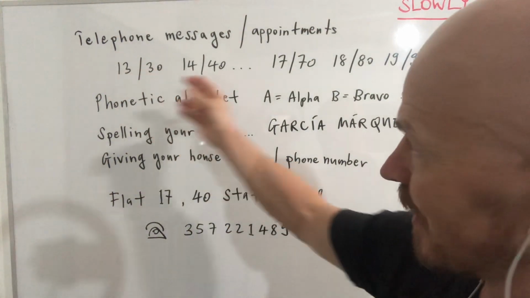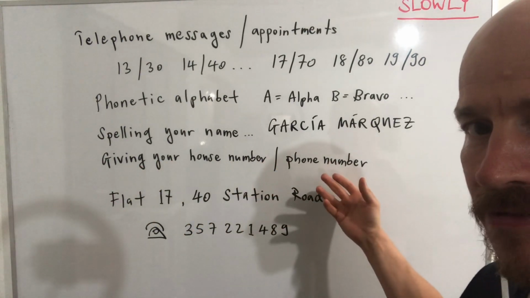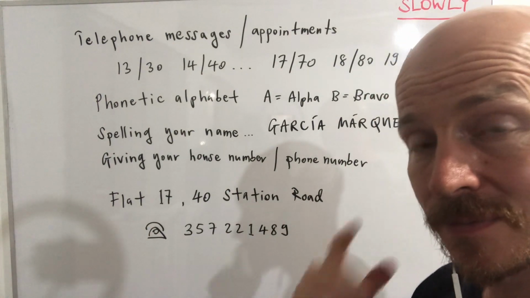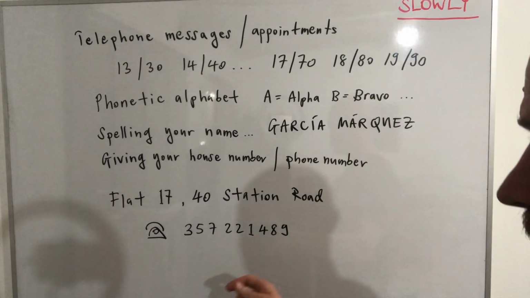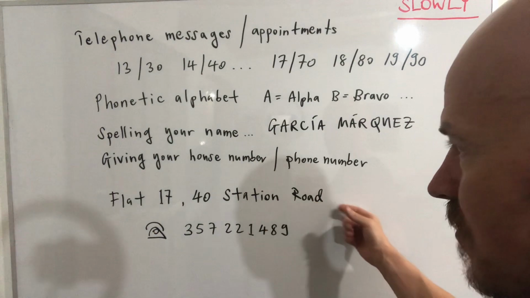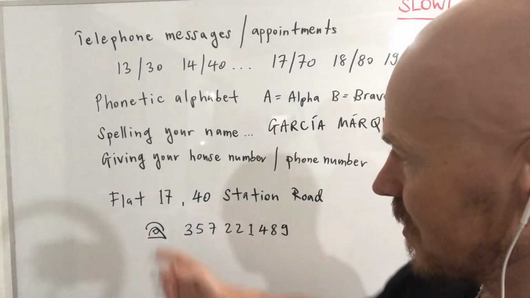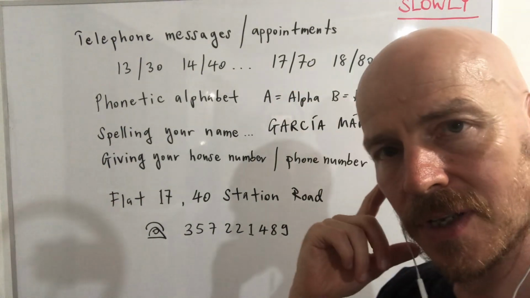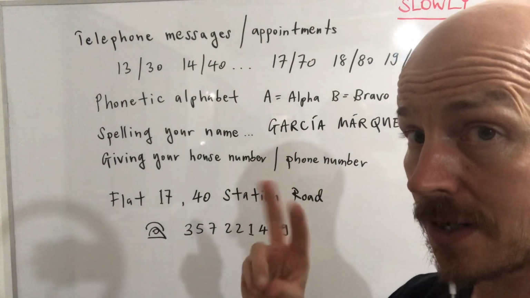Now, going back to the problem with numbers, if we have to give perhaps the number of our house or also our phone number, again we have this problem with how people will hear the number rather than what the number really is. So let's give this example. If I say I live at flat 17, 40 Station Road. Now, if I don't hear that clearly, 17, or was it 17 or 70? What did I really hear? And 40, 14, 40 is very similar.